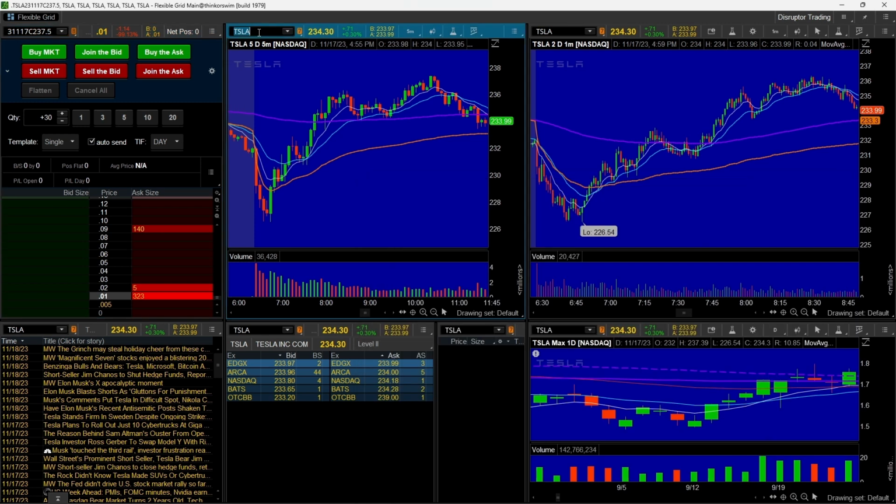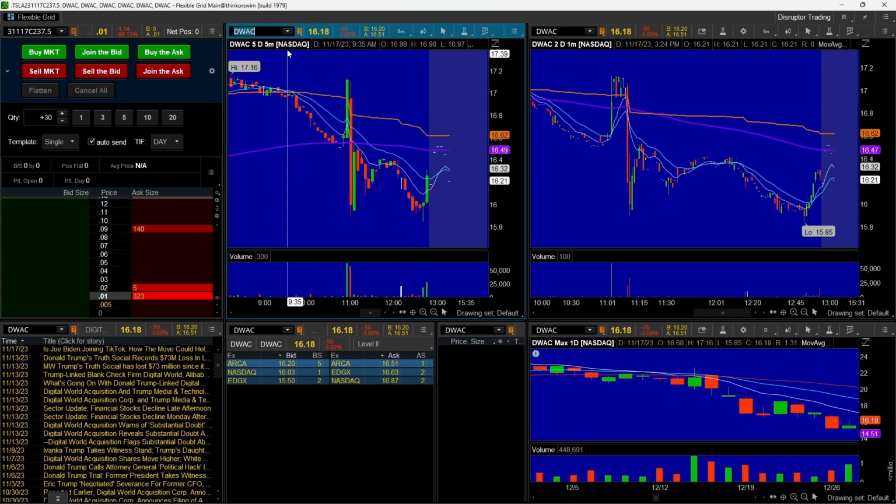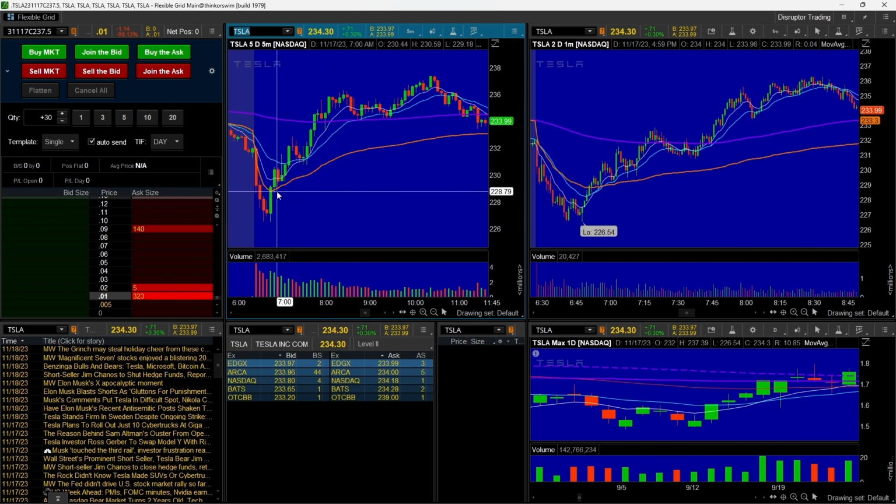For example, this stock, DWAC. You can see it broke the VWAP right here and it got dumped $1 right away. And it did not go back to retest that level either. Now these breaks, they don't happen a lot. Most of the time you're gonna see a break then a retest.